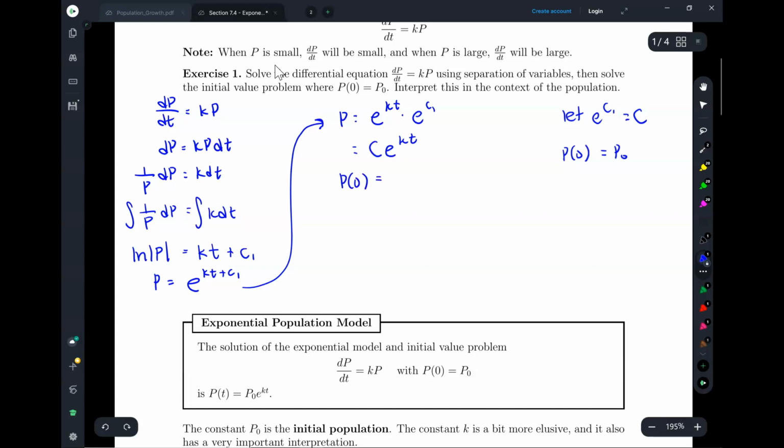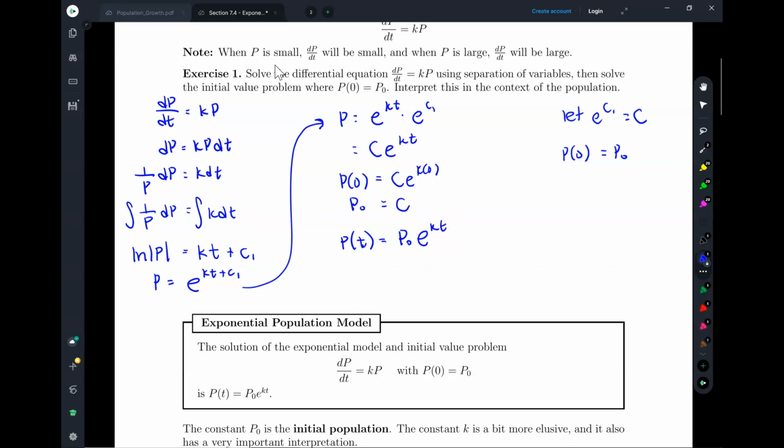I would do p of 0 equals c e to the k times 0. So that equals c, doesn't it? Because I'd have e to the 0, which is 1. And we know that p of 0 is p naught. So I get that c is p naught. That arbitrary constant c represents the initial population for this particular population model. So p of t equals p sub 0, or p naught, e to the kt.